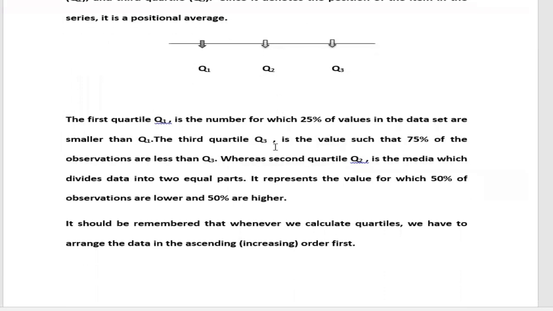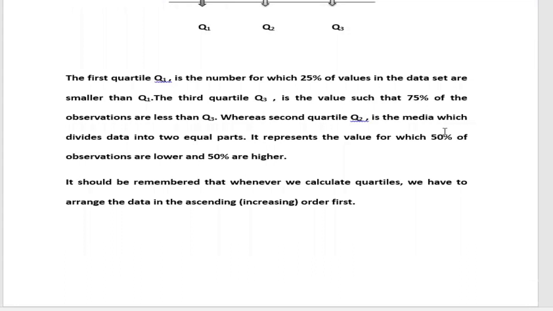What is quartile 2? Quartile 2 is the median. It divides data into 2 equal parts. That is, 50% of the values are less than quartile 2, or 50% of the values are more than quartile 2. Similarly, for quartile 3, 75% of the values are less than quartile 3, or 25% of the values are more than quartile 3.